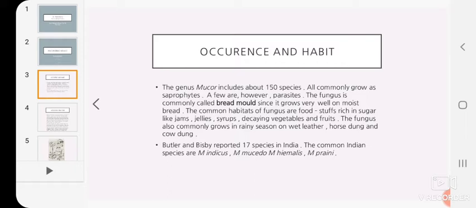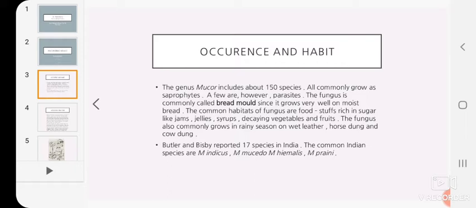That means it takes its food from dead organic matter, and suitable conditions for its growth are favorable temperature and moisture. So these two conditions are required for this fungus to grow, and all fungi require these conditions. The most common habitats are foodstuffs which are rich in sugar, like jams, jellies, decaying vegetables, etc. And in India, 17 species have been reported.